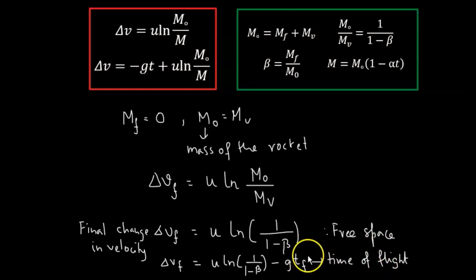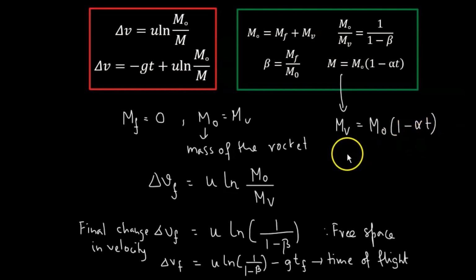Now we can also calculate the value of this time of flight, tf. We can use this equation, m equals m naught times 1 minus alpha t. So m will be, when t equals tf, that means all the fuel mass has been used up, we have only the rocket mass mv, the vehicular mass, which equals m naught times 1 minus alpha t. You can take mv over m naught equals 1 minus alpha t. Now we know m naught over mv is 1 over 1 minus beta, so this particular term will get replaced with 1 minus beta. So let's write it down.